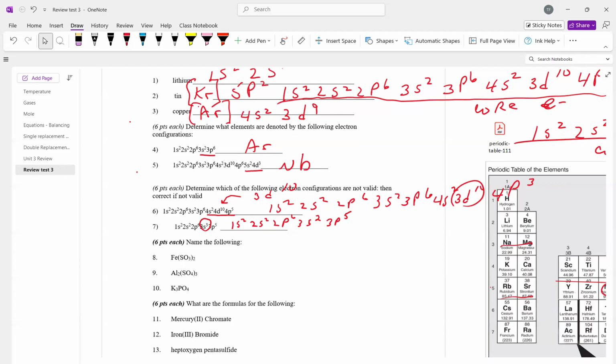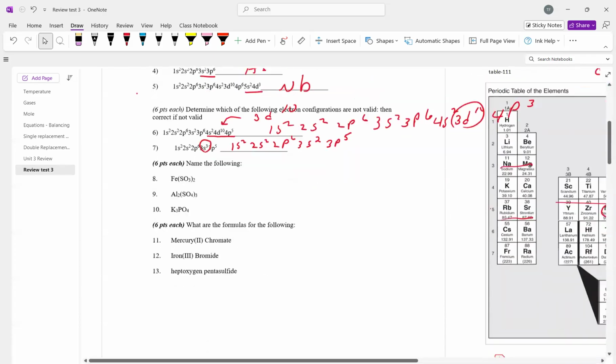Yeah, either way, whichever way you feel most comfortable with. Normally, classes always cover the long way first, and then they show you the short way, just so you know where it comes from. But yeah, you can use the short way, it's fine. All right, so let's go ahead and go on. All right, name the following.